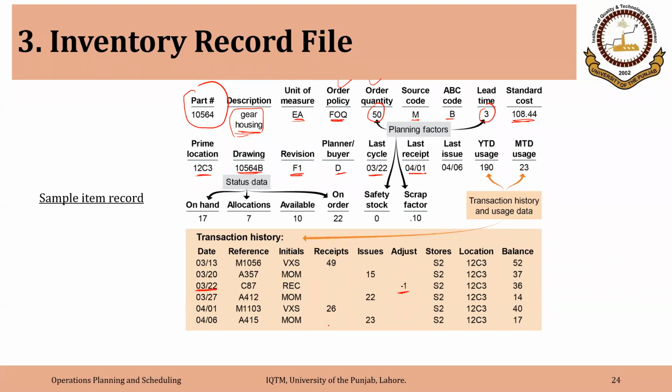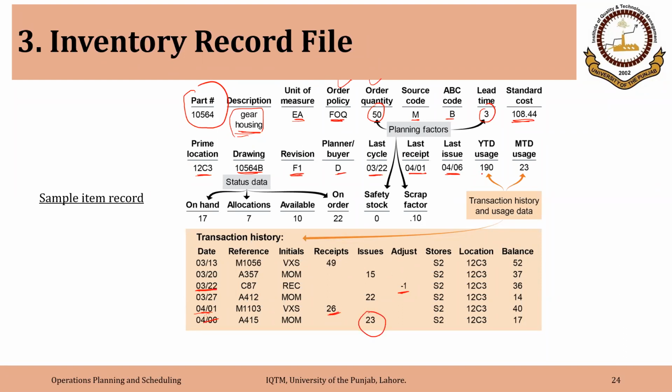So the quantity of 26 was received on this date. Sorry, this is 1st April. This is American style, so this is actually the 1st April. So the last receipt was on 1st April, and the last issue was on 6th April, a quantity of 23.